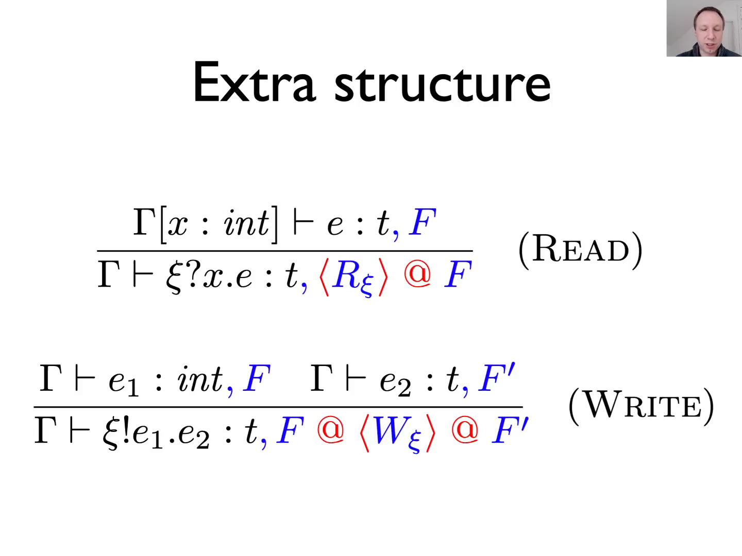You can see here we've changed that into the sequence containing a read to xi and then an append of the effects f. And for the write rule, it's the set of effects f from E1 appended with the write to zeta and then appended with the effects that you see from executing E2, which is f prime. All the other rules you can transform in exactly the same way.